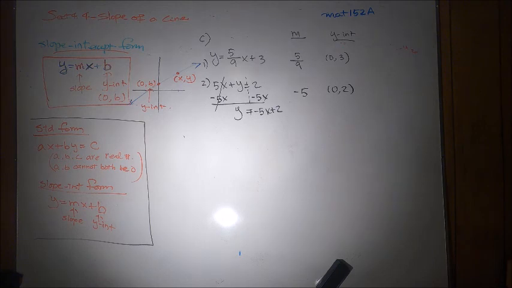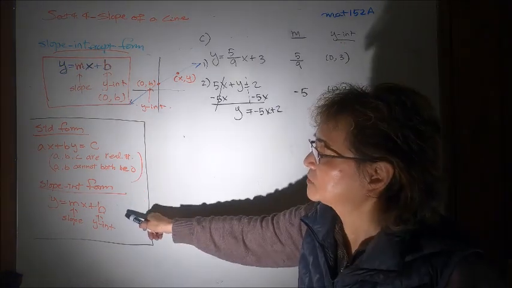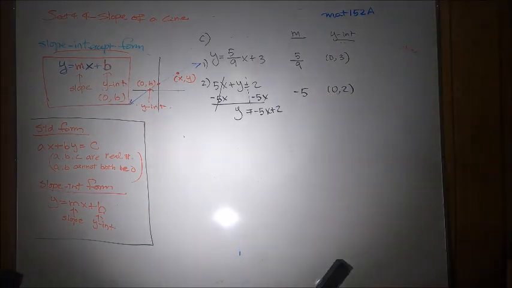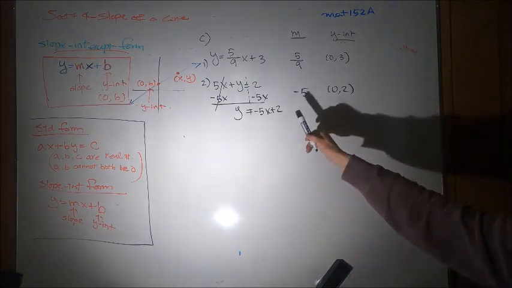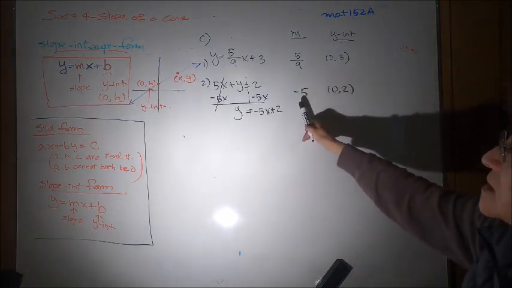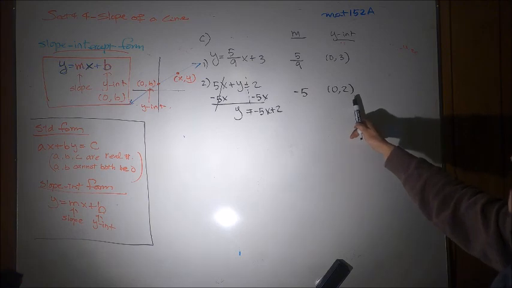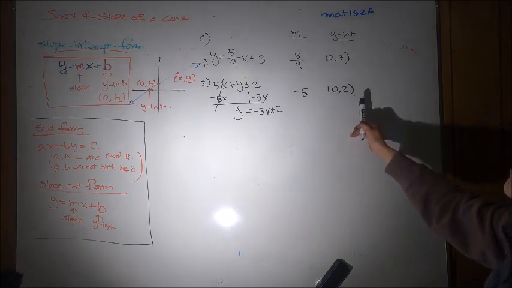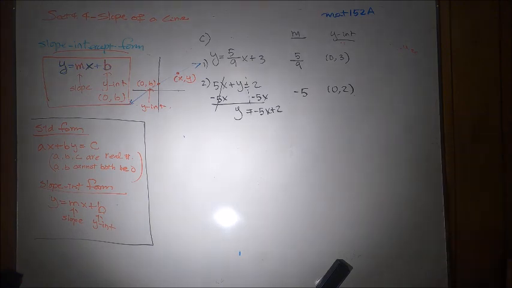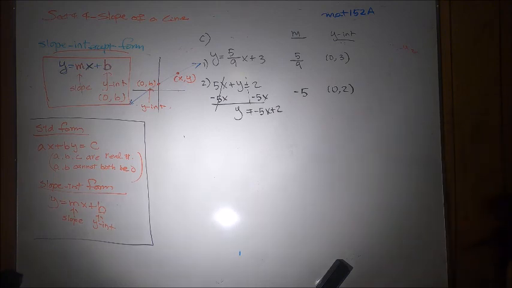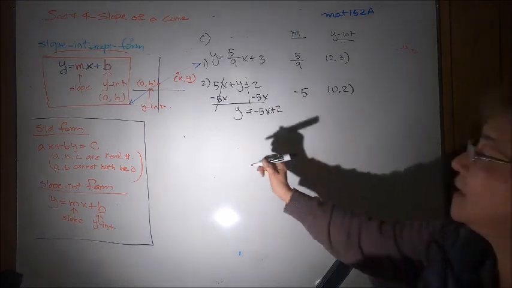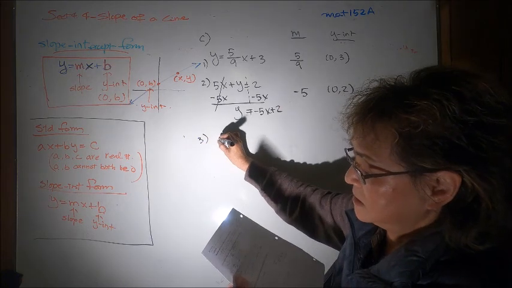Right? So you learned two forms. Which one gives you more information? The slope-intercept form, right? Because besides the slope, it also tells you where the line will be intercepted by the y-axis. Okay? Next one.